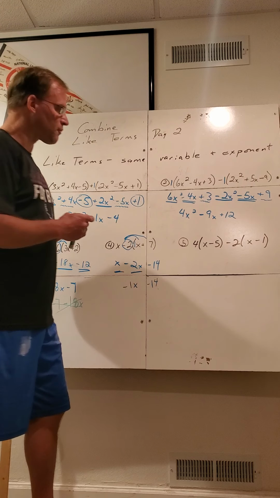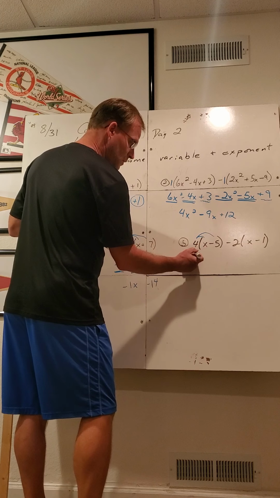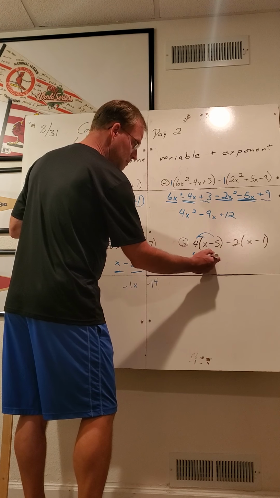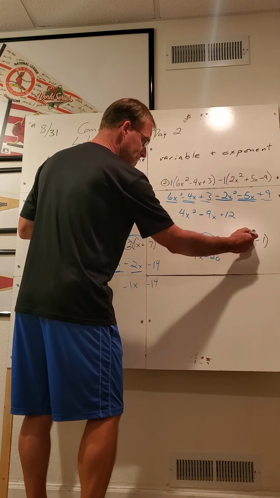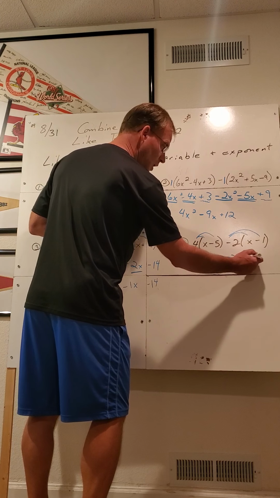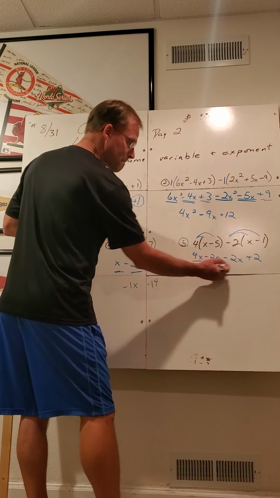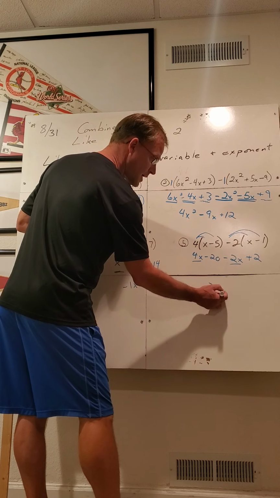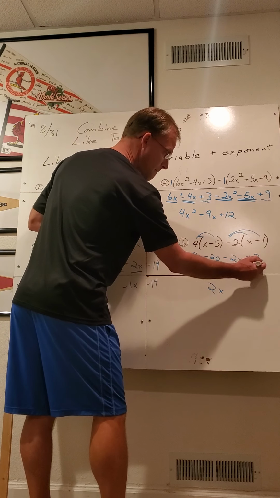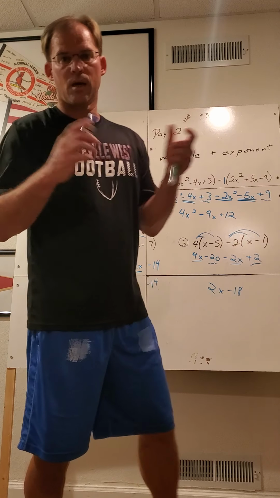And finally, number 5. Again, distribution. 4x minus 20 minus 2x plus 2. Combine like terms. 2x minus 18. Bing, bang, boom.